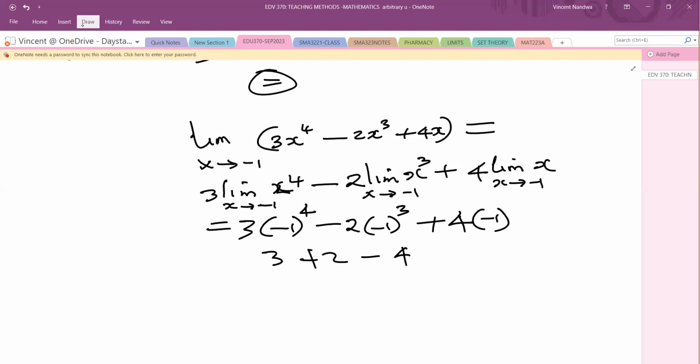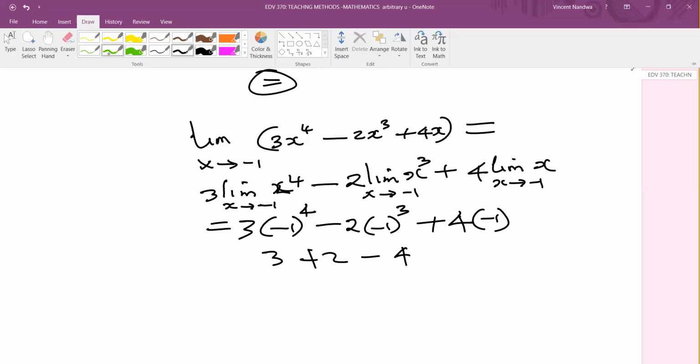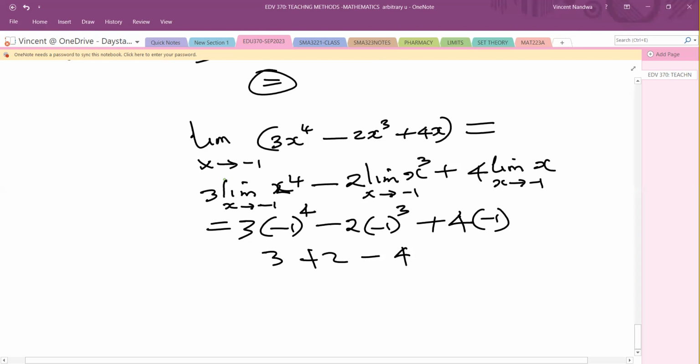You take the 3 outside first, then yes. So the numbers you take outside first. I think now with a lot of examples, things become much more familiar.